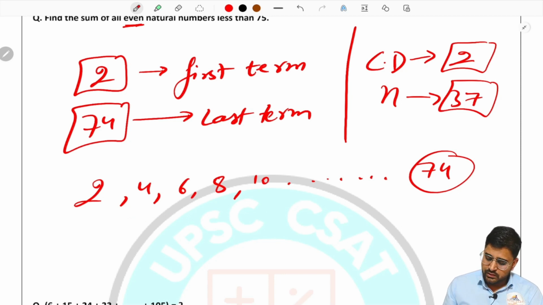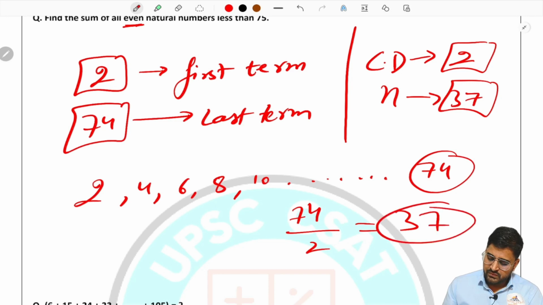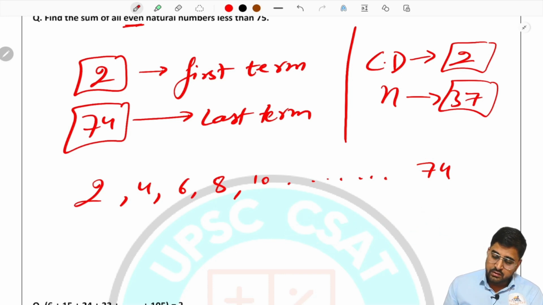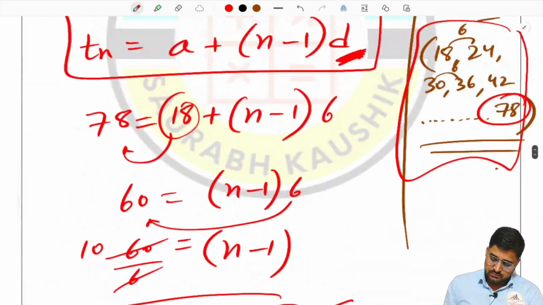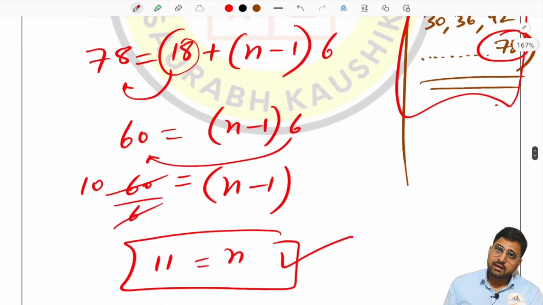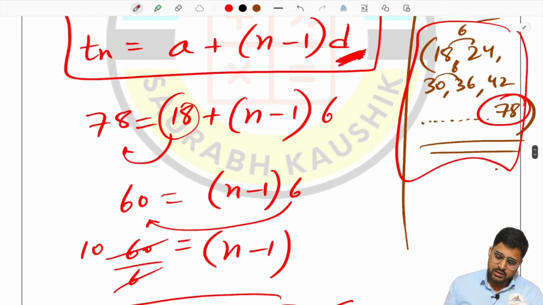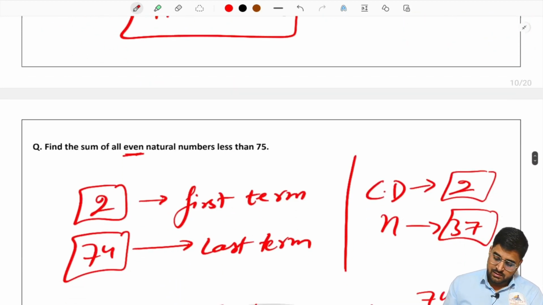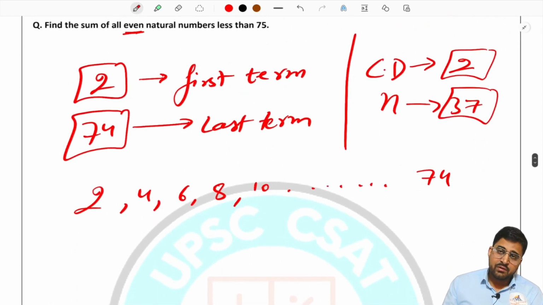74 is the last point. If you divide it, you will have it. It is 37 digits are there. Okay ji. Now if you do not get this point, then also you can put this formula to find the numbers, and it will help you to practice the above concept. We will solve from this concept only.